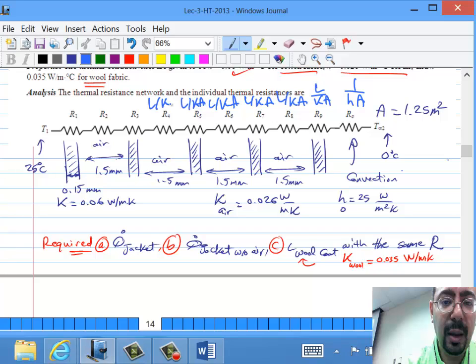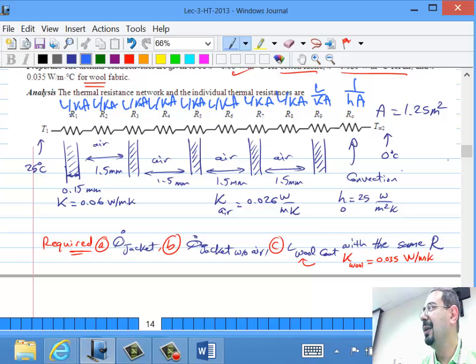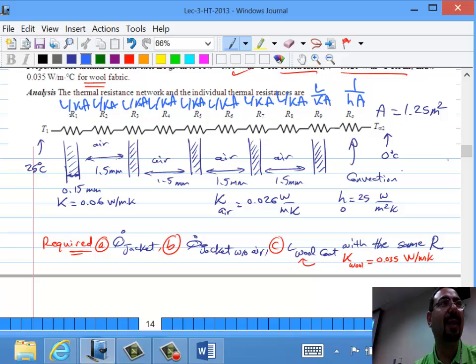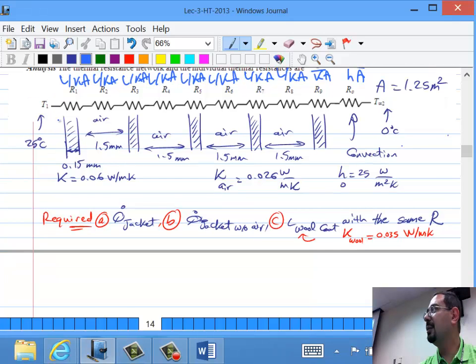Or if you are a little bit smarter, you would say it's just 5 L over KA cotton plus, because they are in series, 4 L over KA air plus convection. That is the resistance we are dealing with. They are all in series, so we can replace them by 4 air plus 5 cotton plus 1 convection. Take all the A's out of it, that's very true. Why aren't you given A?